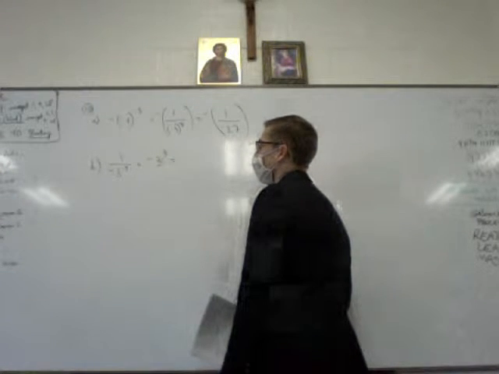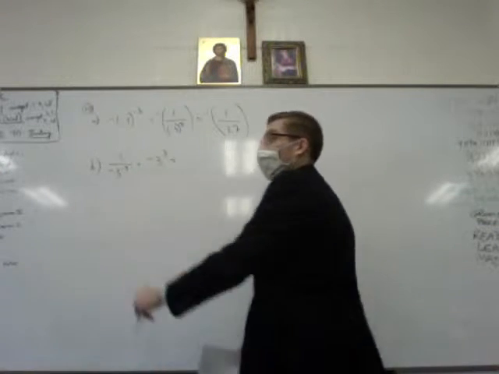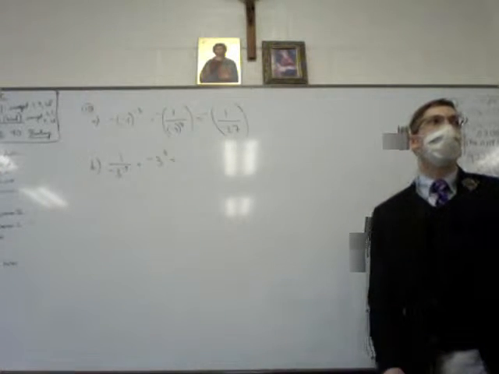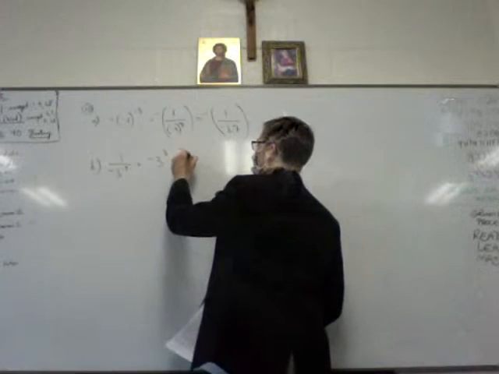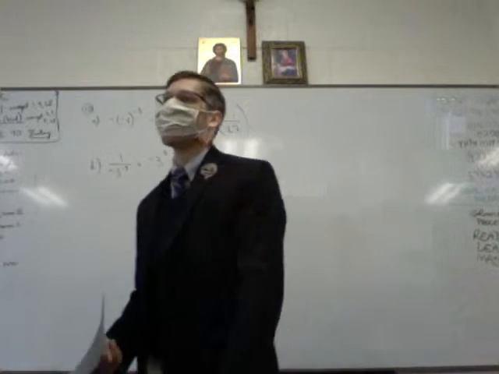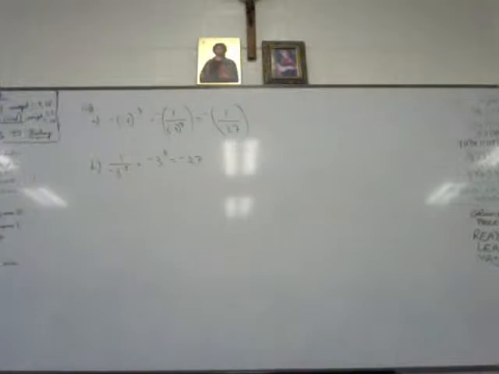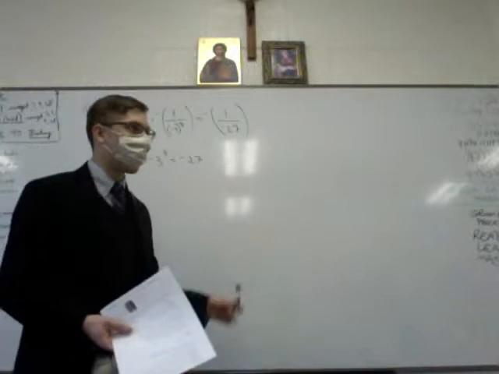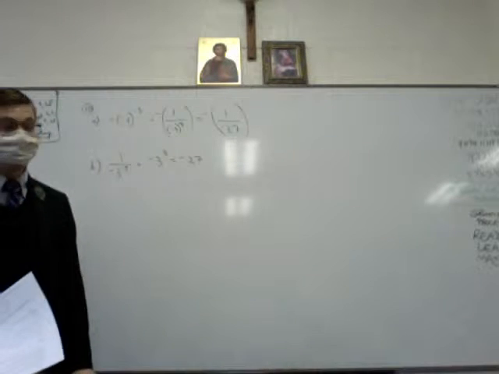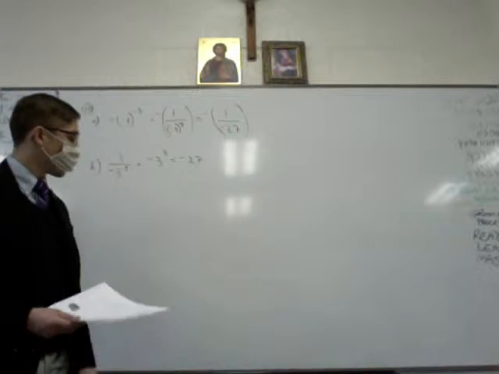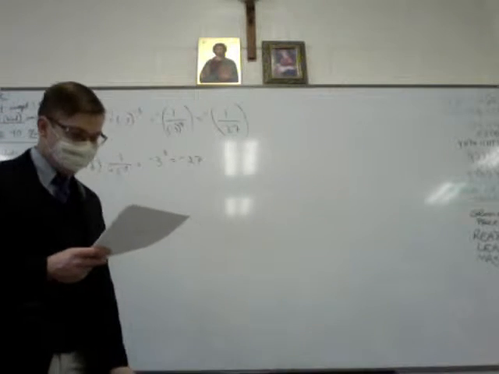Put what in parentheses? Negative 3? No, because it wasn't in parentheses to begin with. So we do 27, right? We first cube it, then make it negative. It happens to work out with this one because it's an odd power, but if it were to the fourth power or something, that would not work out.